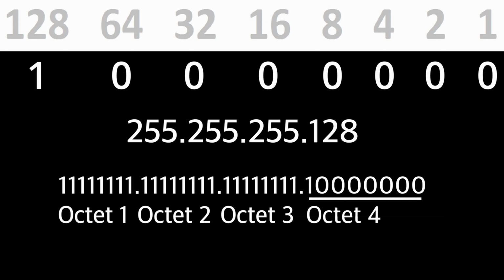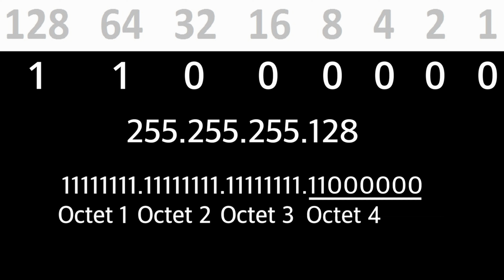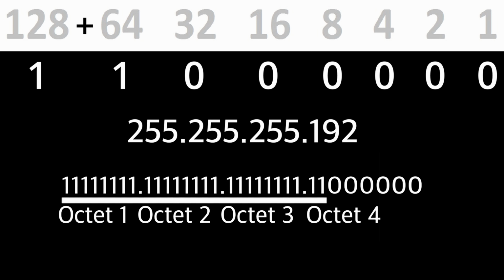So let's quarter this block. We can then borrow another bit from the host portion of the subnet mask. So to remind you, we currently have a subnet mask of 255.255.255.128, which equates to 8 ones in the first 3 octets and a single 1 in the 4th octet followed by 7 zeros. If we add another binary 1 to the 4th octet, that now becomes 8 ones in the first 3 octets and 2 ones in the 4th octet followed by 6 zeros. In binary, that now equals 192. There are 26 ones or 26 bits in the network portion of the subnet mask.